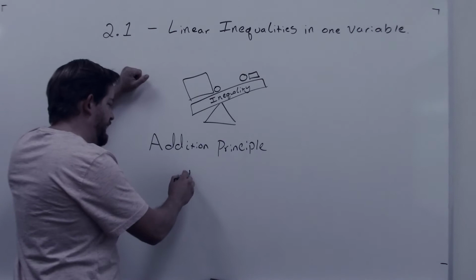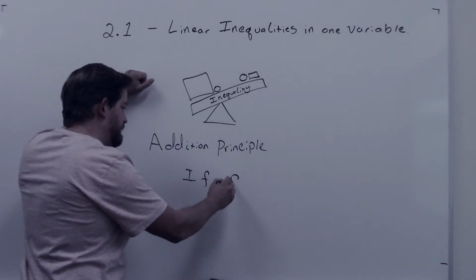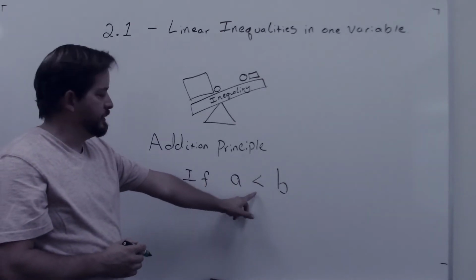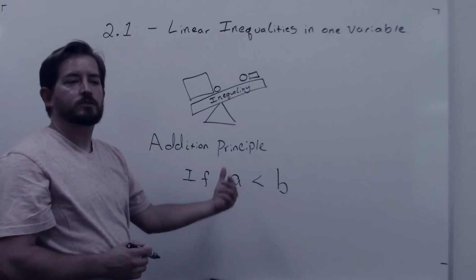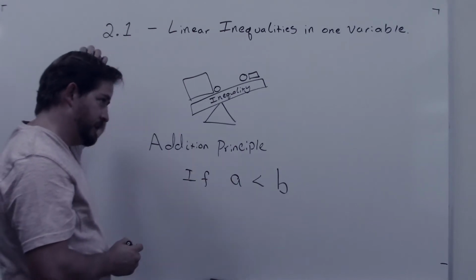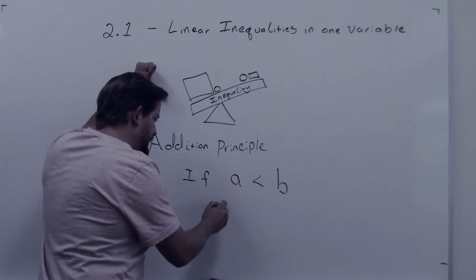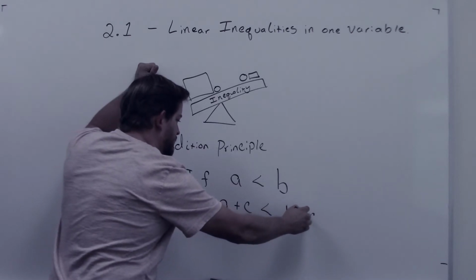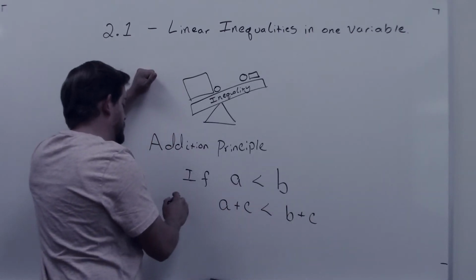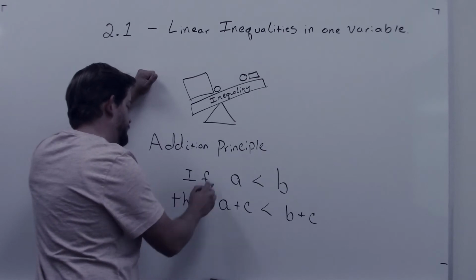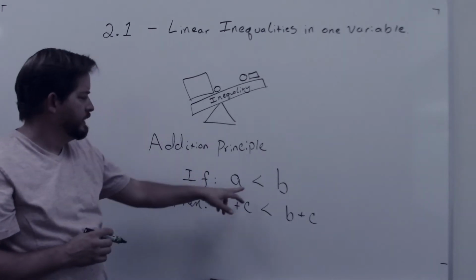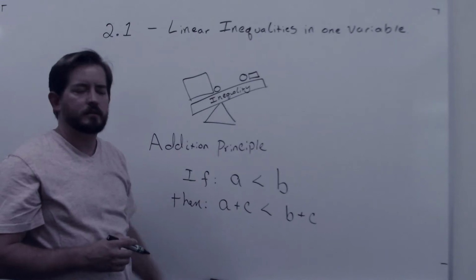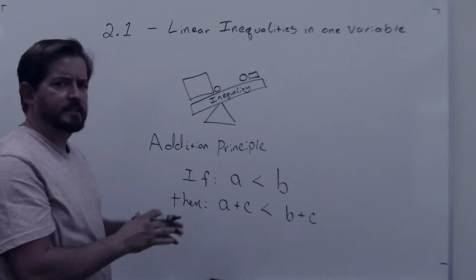That is to say that if I have some inequality, and it doesn't matter which direction it is, it could be less than, greater than, less than or equal to, greater than or equal to, and if I add something to both sides, as long as I add that same thing to both sides, then I'm guaranteed that same inequality. And again, this could be greater than: if A is greater than B, then A plus C is greater than B plus C, and so on.